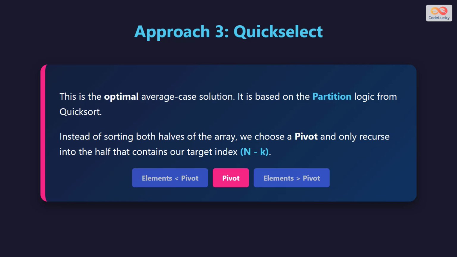Finally, let's look at the optimal solution, Quickselect. This algorithm uses the same partitioning logic as Quicksort. We pick a pivot and partition the array. However, unlike Quicksort, we only recurse into the half that contains our target index, saving a lot of time.